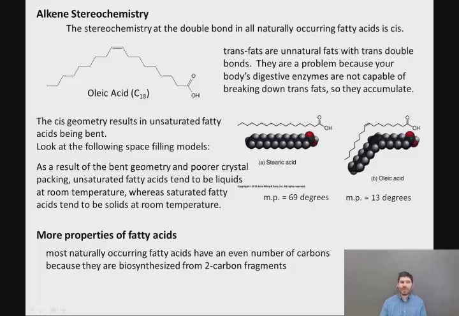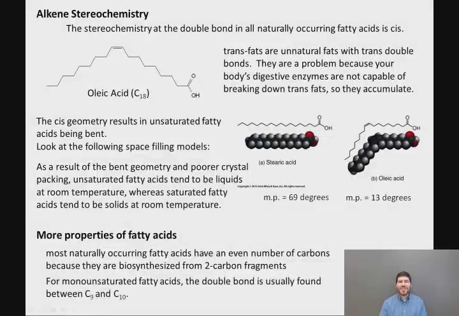Okay, a couple more properties of fatty acids for you. Most naturally occurring fatty acids have an even number of carbons because they are biosynthesized from 2 carbon fragments. They're actually built up 2 carbons by 2 carbons, with those 2 carbons originating as molecules of acetyl-CoA. And then for the monounsaturated fatty acids, the most common place to find the double bond is actually between carbon 9 and carbon 10.